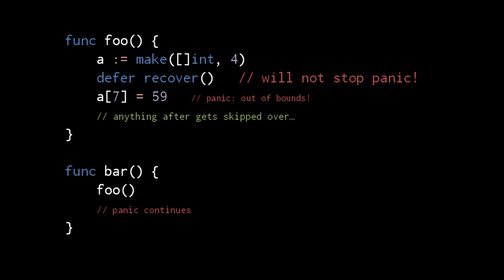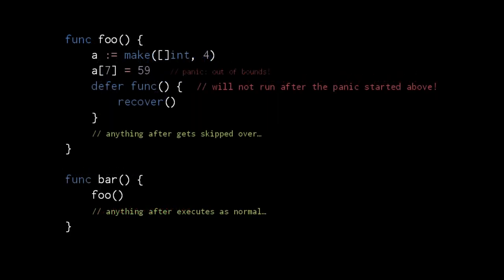I believe the reasons for these limitations are not technical, but prescriptive. Calls to recover shouldn't be hidden in a deep nest of calls, and when recovering, we need to do more than just call recover, so these rules discourage bad uses of recover. When calling recover, make sure you do so in a defer that gets executed before the panic you're looking to stop. Here, the panic occurs before the defer statement, and so recover will not run.